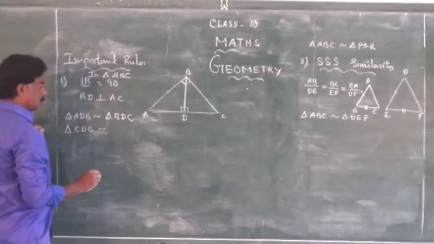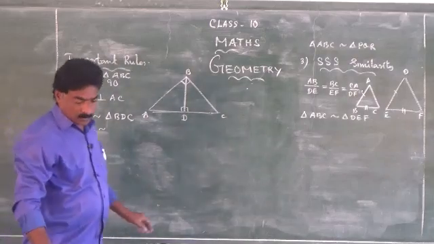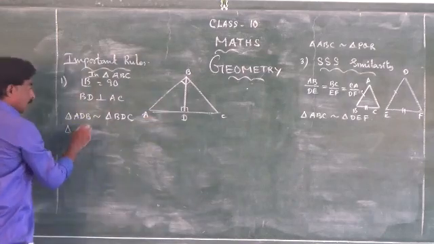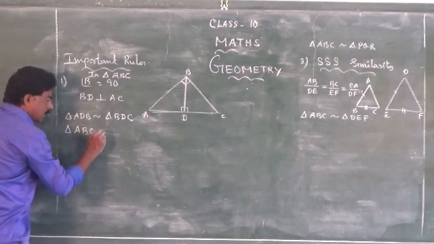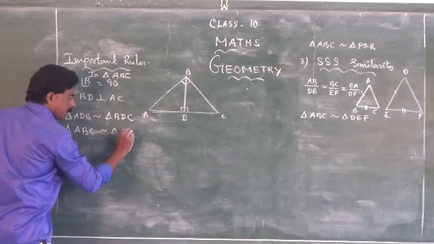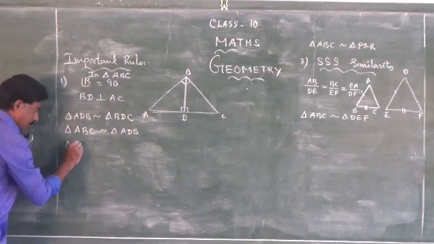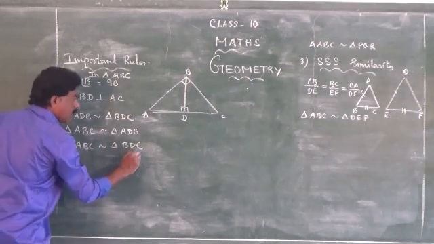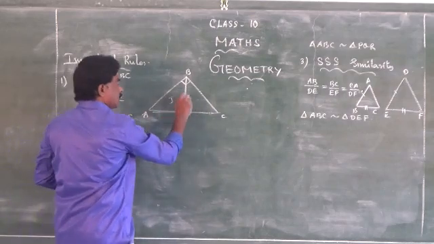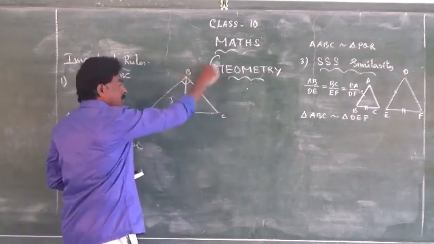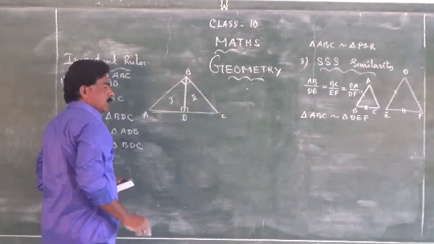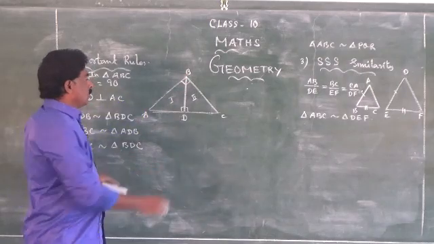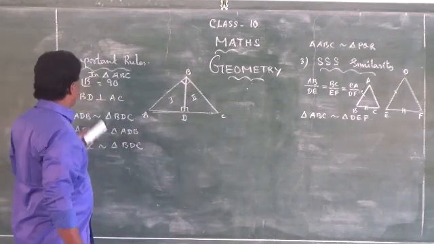Each one is similar to the other, and the whole triangle ABC is similar to triangle ADB, or triangle ABC is similar to triangle BDC. So each of the two triangles is similar to the other, and each is similar to the whole. So when you draw a perpendicular from the vertex of a right angle, you get these three conditions. That is the first rule.